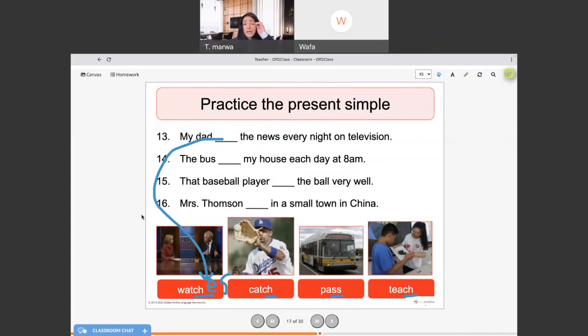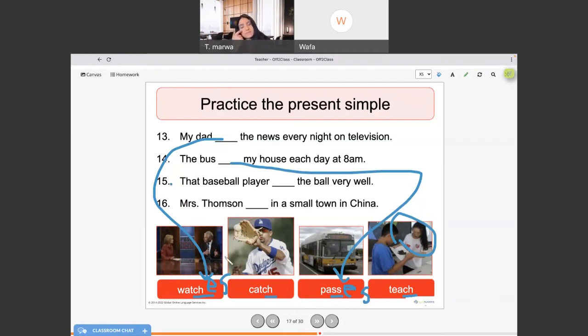Pass, right? The bus. Teaches? No, teach means to teach. I'm a teacher, I teach. She teaches. Pass means to pass. So the bus passes my house each day at 8 a.m. Very good.